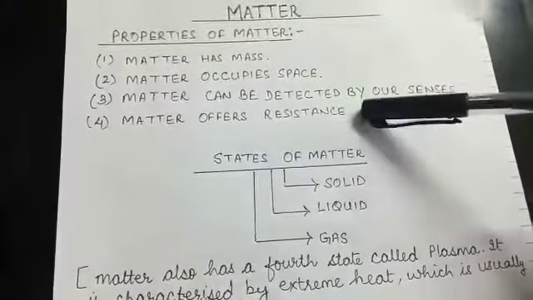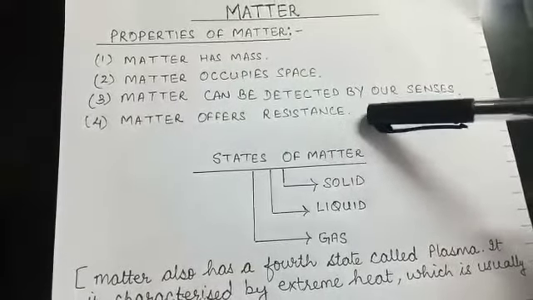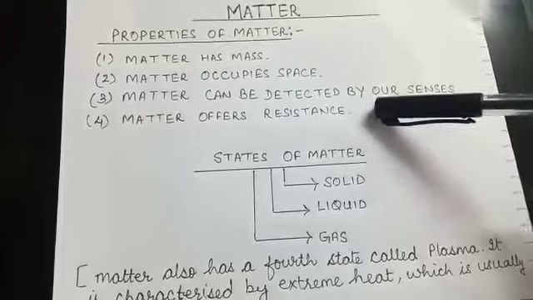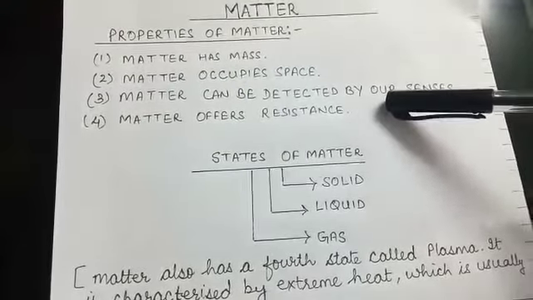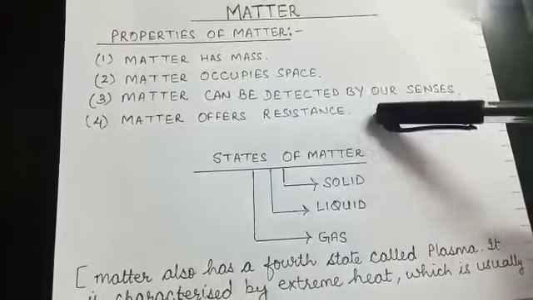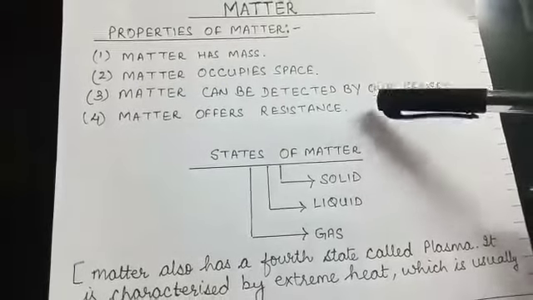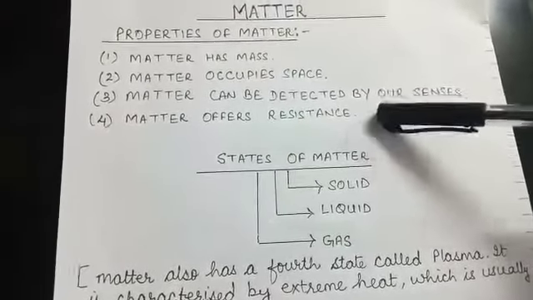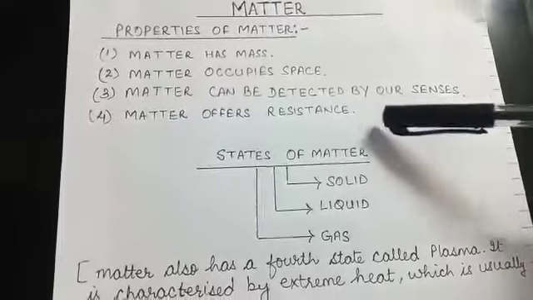Matter offers resistance. It is difficult to swim against a strong current of water. Similarly, one cannot easily walk during a storm or a heavy rain. This is because matter offers resistance.